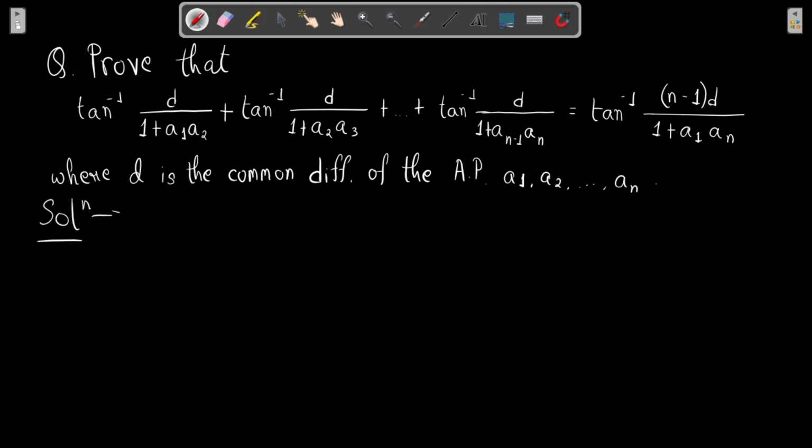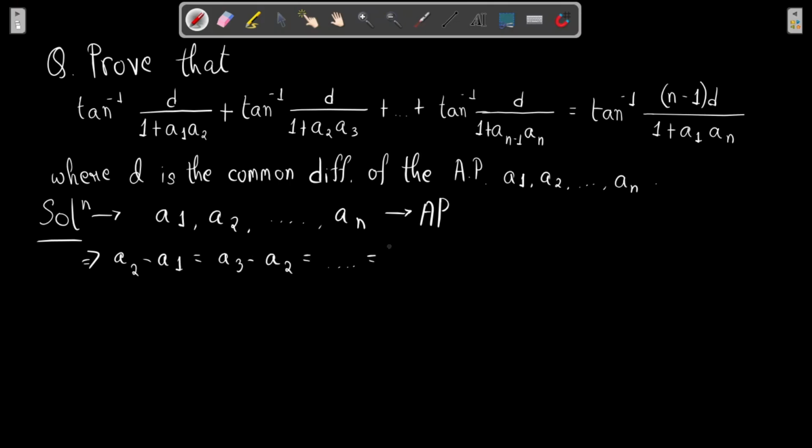In the solution, it is given that a₁, a₂ up to aₙ form an AP. So from the definition of AP, a₂ − a₁ is equal to the difference of the third and the second term, which is equal to the difference of the next consecutive terms, going up to the difference of the last pair of terms, aₙ − aₙ₋₁. All these differences are equal, and this is the common difference, which is given to be d. So this is the first step.